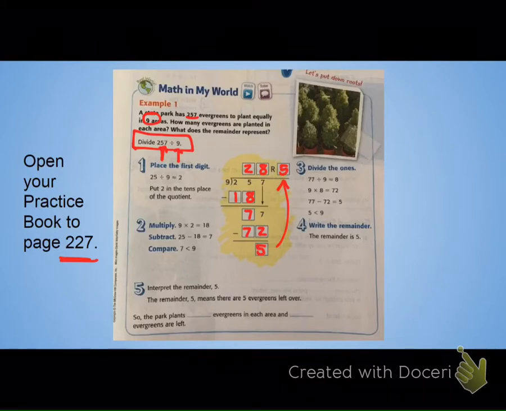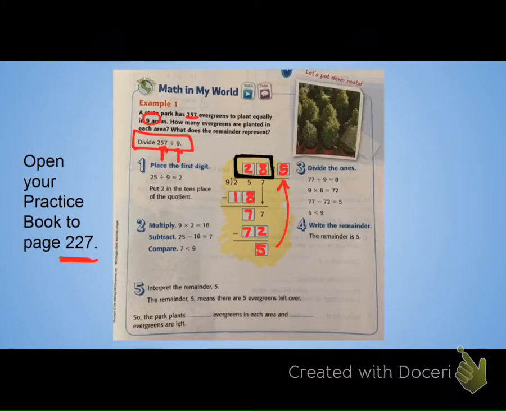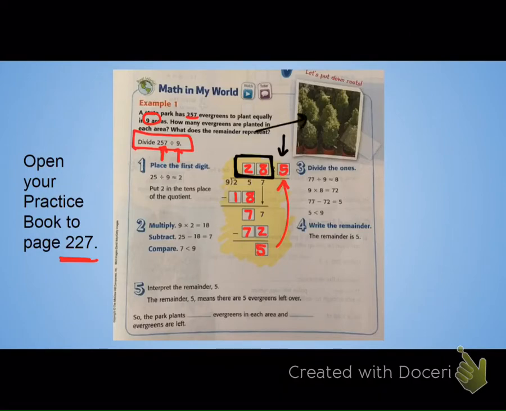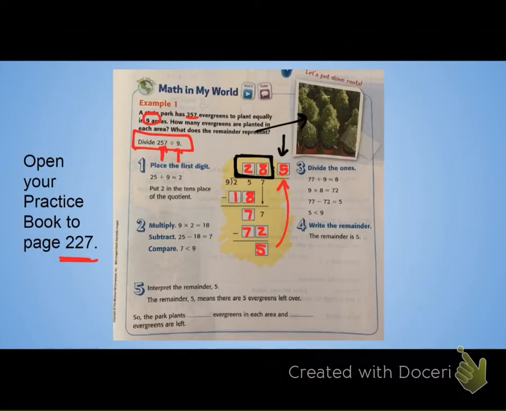So let's talk about what we started with. We started with 257 evergreens that they're going to put into 9 different areas. So that means we're going to be able to put 28 trees into each section or area that they want to put it in. That means there are going to be 5 trees left over. As you can see from the picture here, we're going to have 5 lonely trees that do not fit into those areas if they want to put them equally.